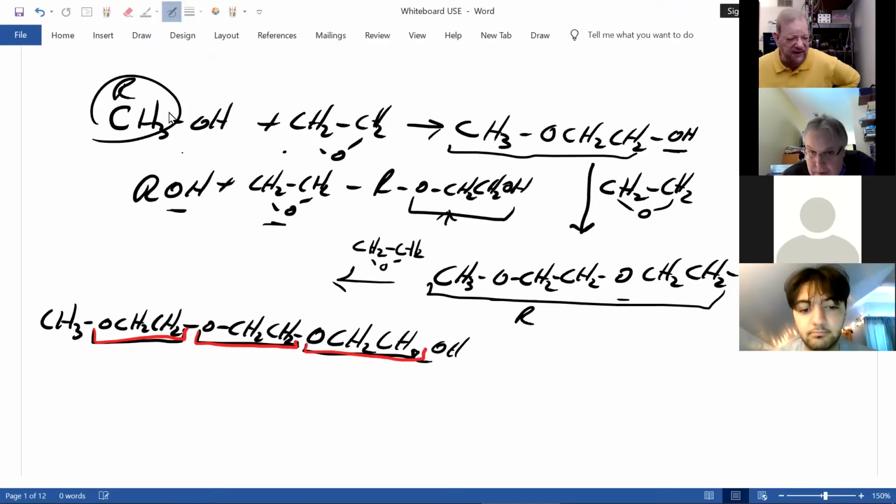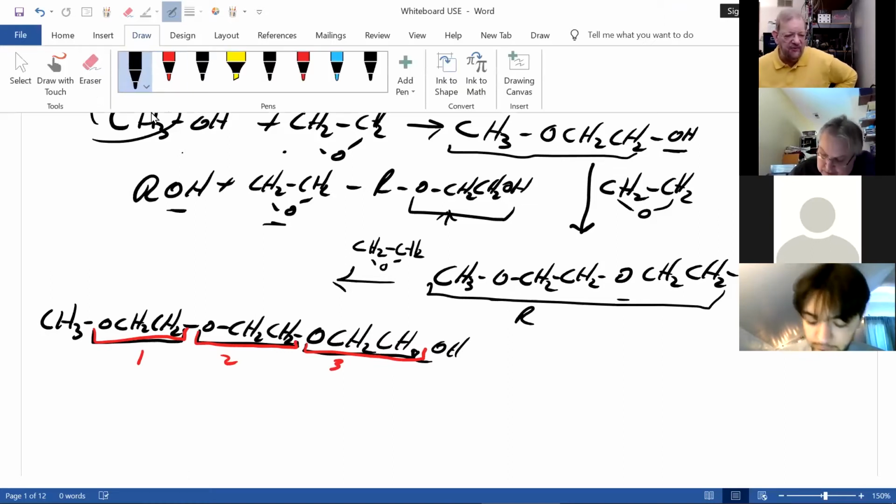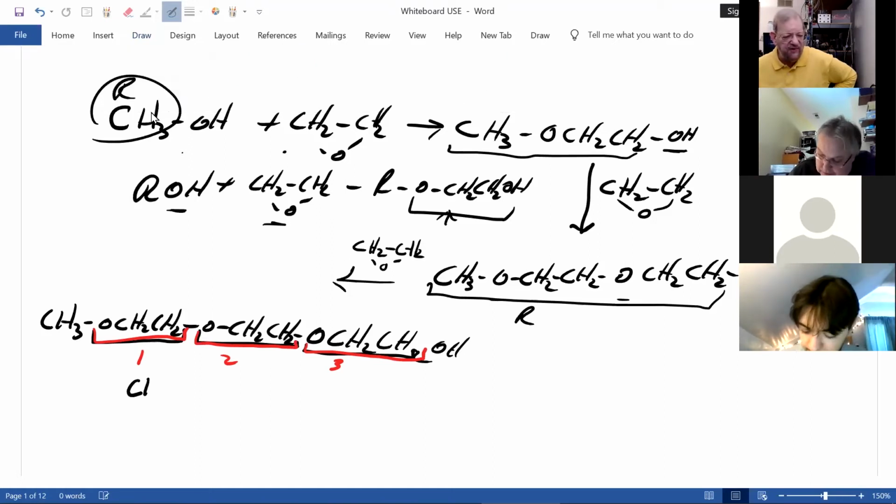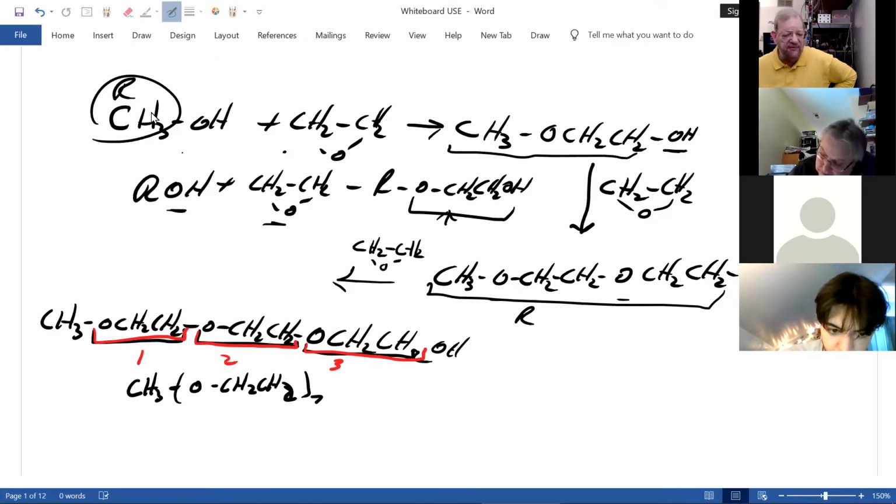Notice I have a repeating group. OCH2CH2. How many times is it repeating? 1, 2, 3. Therefore, I can use parentheses to rewrite this molecule: CH3, O, CH2, CH2. That's to put a bracket and subscript 3.